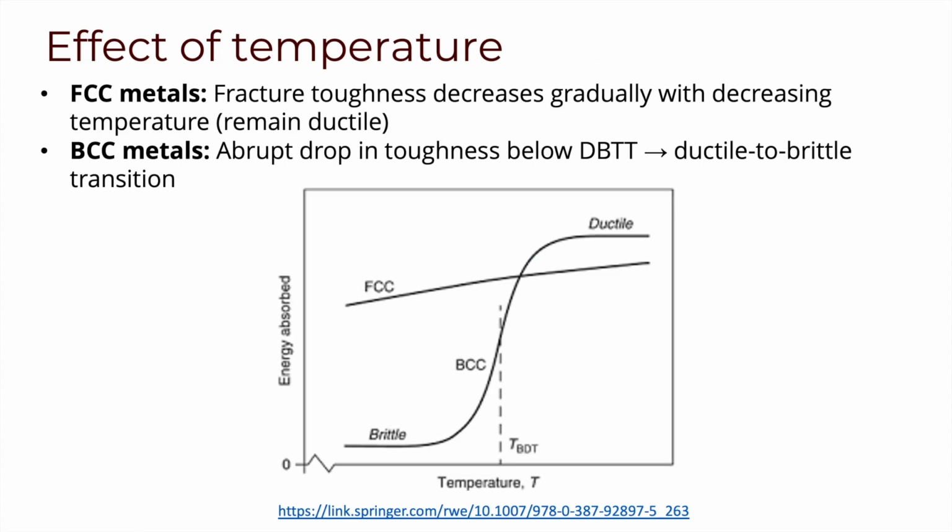Temperature can strongly influence fracture toughness, especially in metals. For FCC metals, fracture toughness decreases gradually as temperature decreases, but the materials generally remain ductile. In contrast, BCC metals exhibit a ductile to brittle transition temperature, or DBTT. Below this temperature, fracture toughness drops sharply and the material becomes much more brittle.